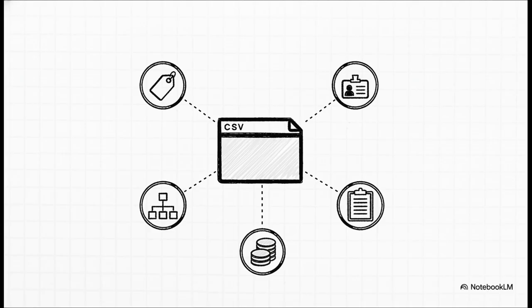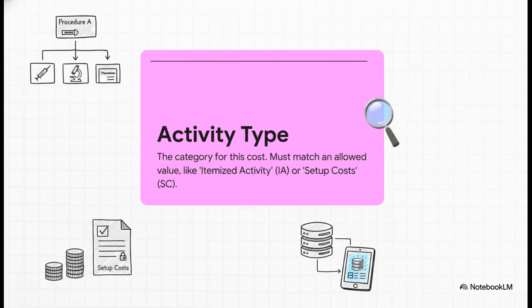Speaking of mandatory fields, to make sure your import actually works, these 5 are absolutely essential. You've got to have the specific project ID from Edge, a unique name for your template, the level it applies to, like is it for the whole project, a site, or a participant, a clear description, and of course, the actual cost. The activity type is basically how you group your costs logically. For instance, itemized activity is for specific little procedures, while setup costs is for those one-off admin fees. Getting this right is really critical for accurate tracking and reporting down the line.